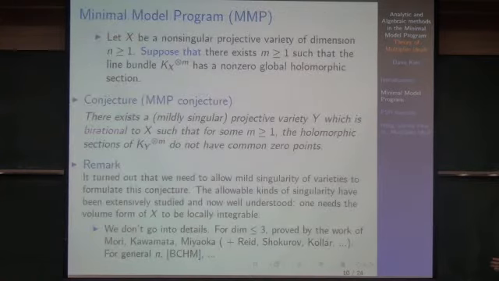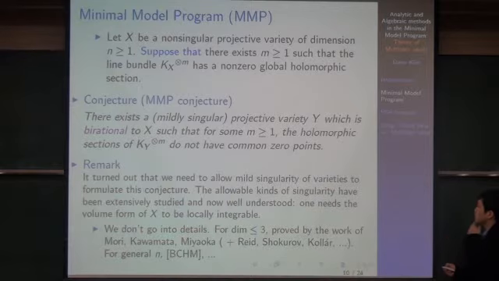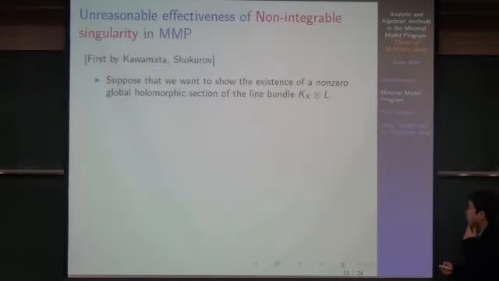So instead of talking about many results and theorems in this area, I want to point out some observation about useful methods in this area. This will be very sketchy, but I want to make relation to the notion of multiplier ideals, which appeared in the first part of the talk. I want to name it the unreasonable effectiveness of non-integral singularity in this area of MMP.